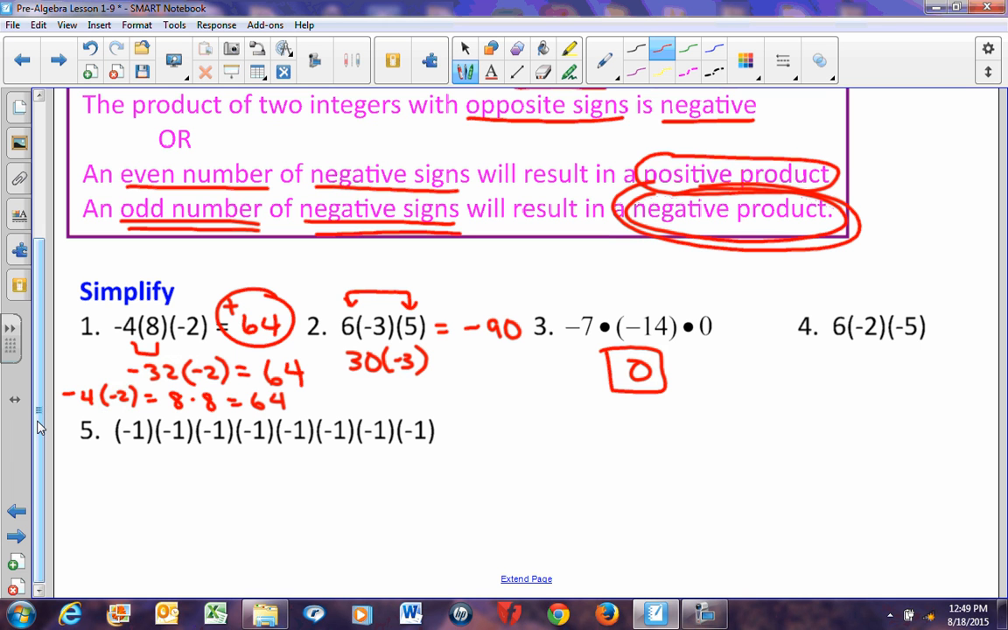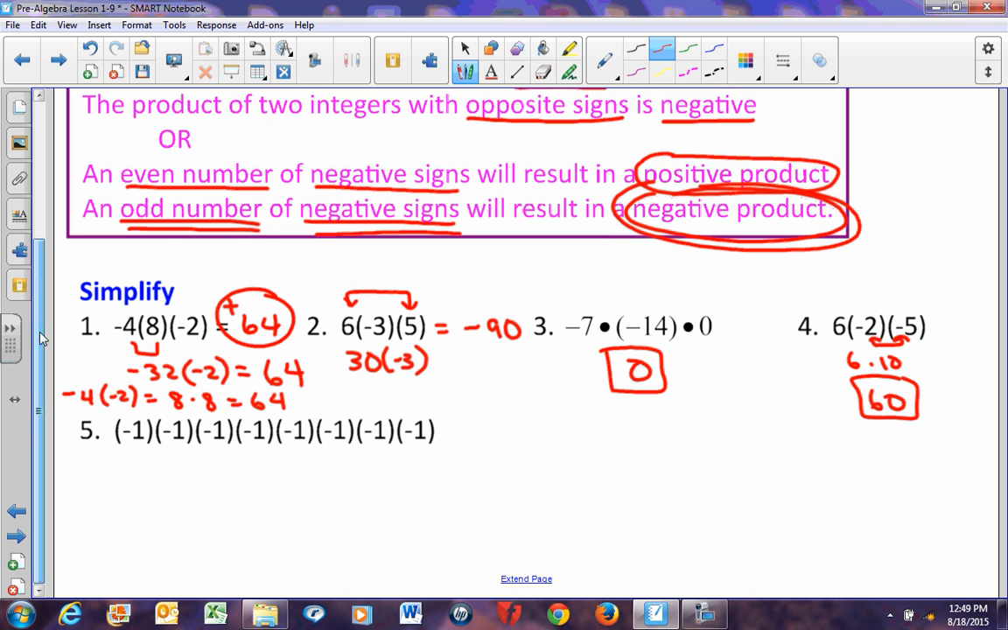Number 4, 6 times negative 2 times negative 5. I have 2 negative signs. That's an even number of negative signs, which means my answer is going to be positive. So now I just need to multiply. Negative 2 times negative 5 is 10. 10 times 6 is 60.